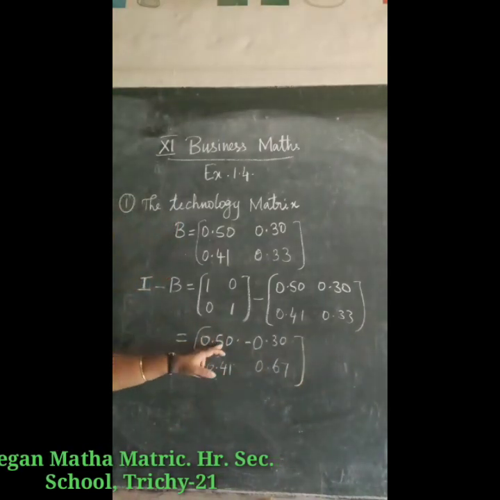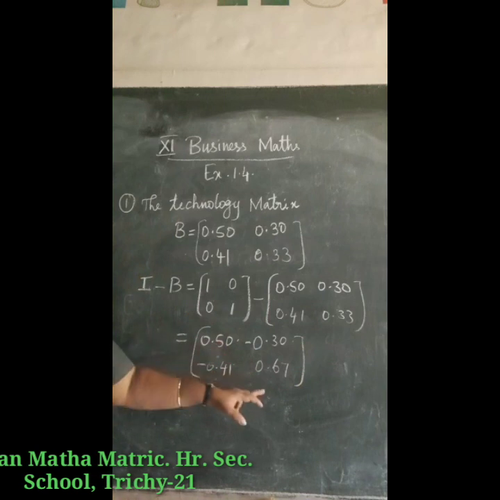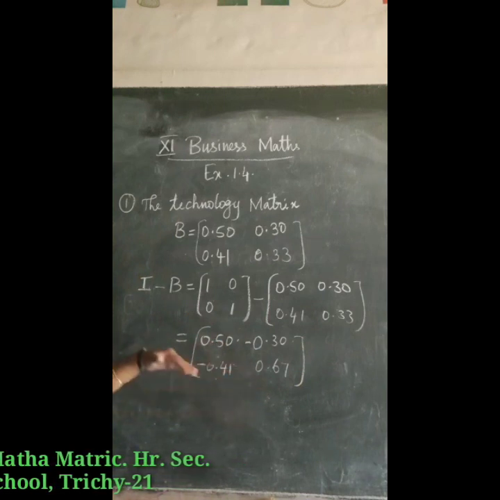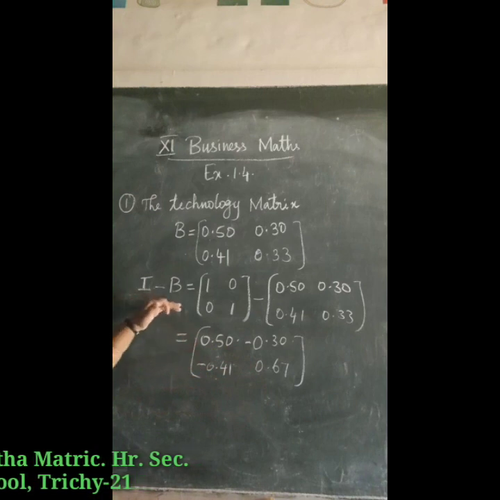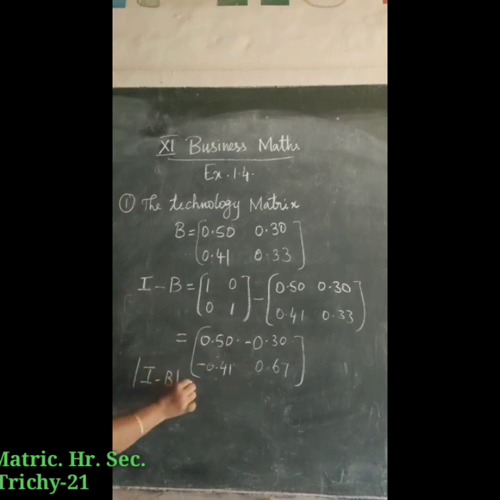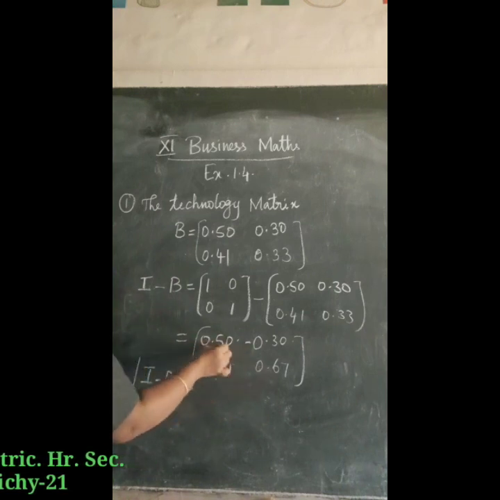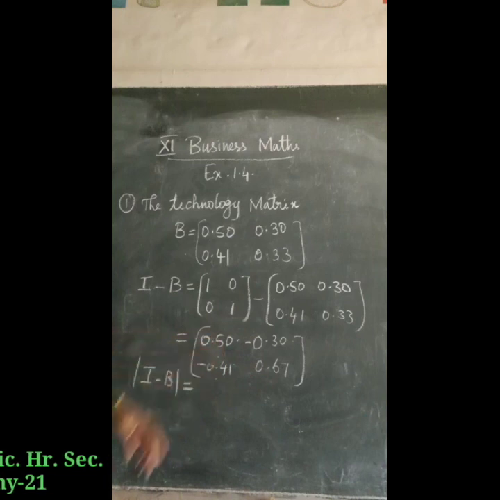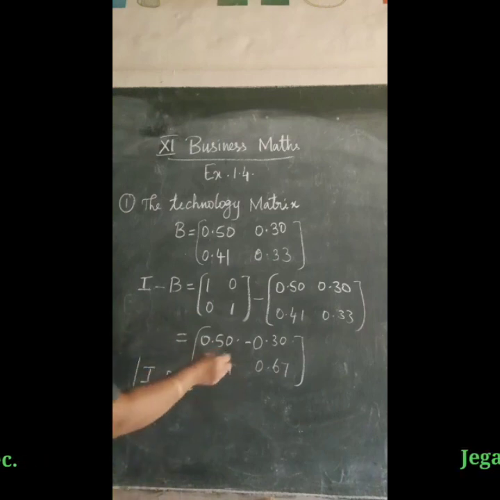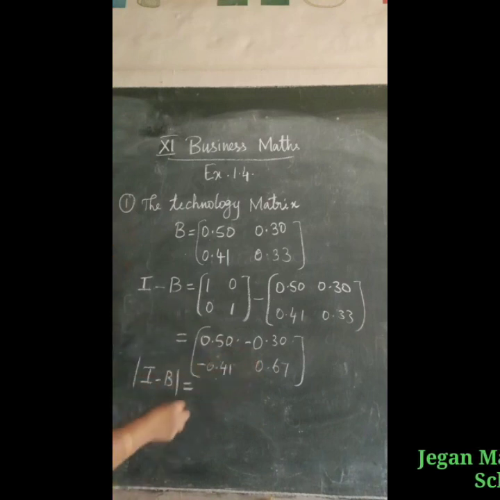Now let us see the leading diagonal. This leading diagonal is positive, so the first condition is satisfied. The next condition is the determinant of I minus B. What is the determinant of I minus B? We multiply the leading diagonal elements, cross multiplication, and subtract the product of the other two. First we multiply 0.50 into 0.67, and we get 0.335.